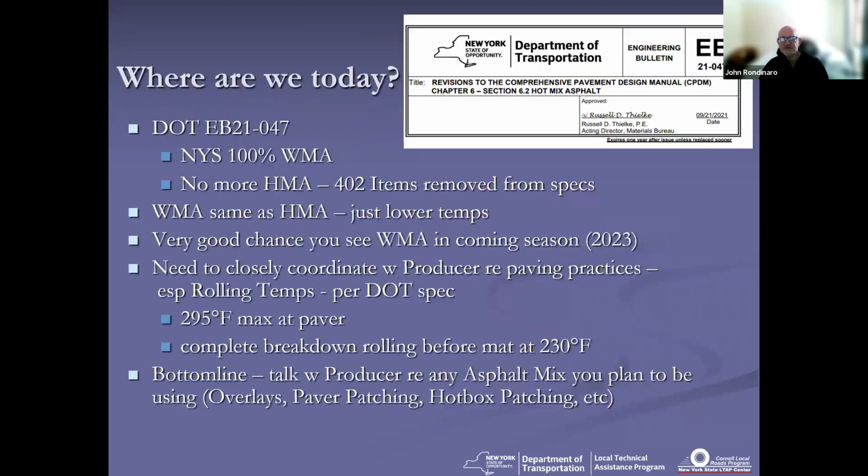So why is that important? Where are we today? Well, in September of 2021, the DOT put out an engineering bulletin that moved New York State to 100% warm mix. There is no more hot mix to be used on New York State projects. The 402 items were removed from the spec book. They're now 404 items, which are warm mix items. The bottom line is warm mix is the same as hot mix, just at lower temperatures. There's a real good chance you're going to see it this season, 2023. And the key here is you've got to closely coordinate with your producer regarding your paving practices, especially your roller temperatures.